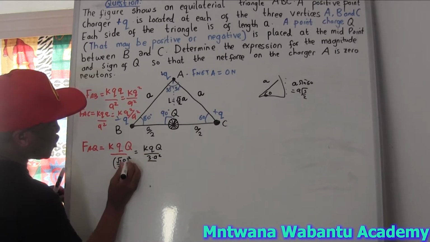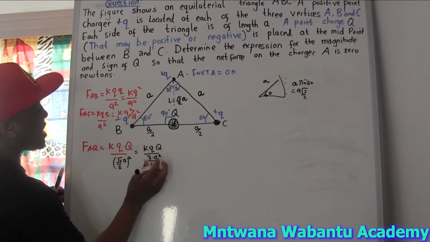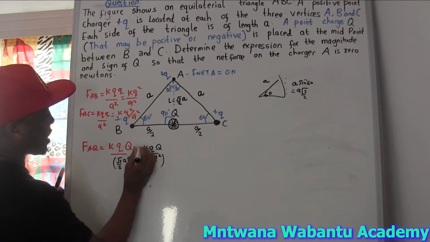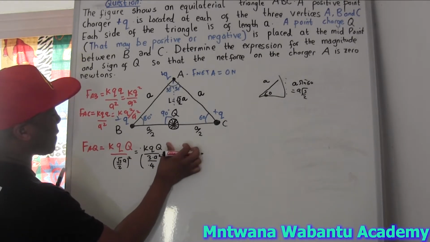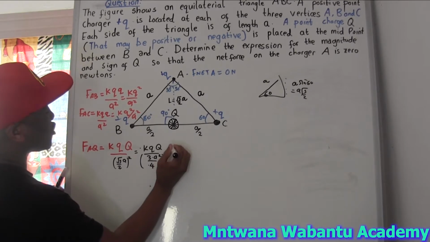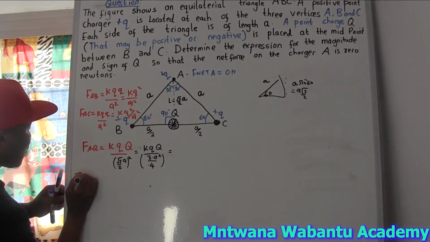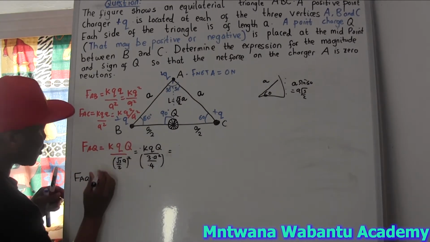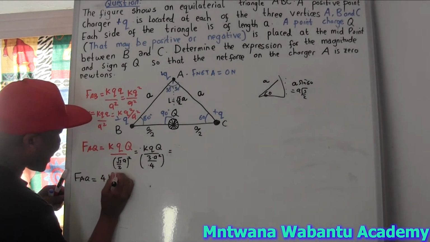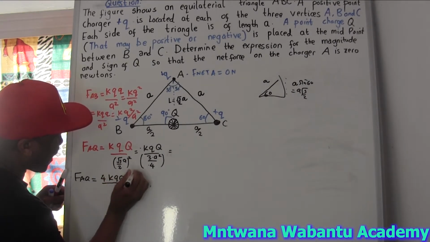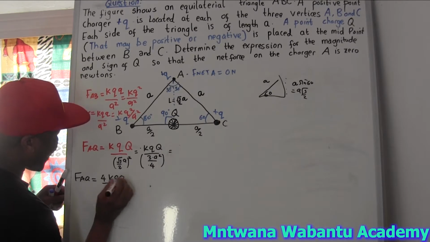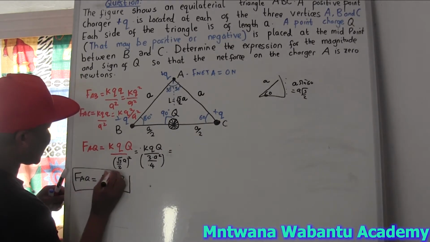Square root of 2 is going to give you what? 4. So we can take 4 to the numerator. Okay, this is going to come to the top. This is equal to, okay, let me write here. Force of AQ equal to 4 kqQ over 3a squared. So I have all the force I need.